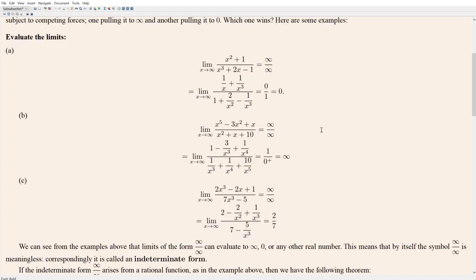But point being, this is the exact opposite situation. Up here, we had infinity over infinity, but it ended up evaluating to 0. Here, we have infinity over infinity, but it ends up evaluating to infinity. So this is a case where the numerator wins the battle. So the numerator is stronger than the denominator and pulls the entire thing up to positive infinity.